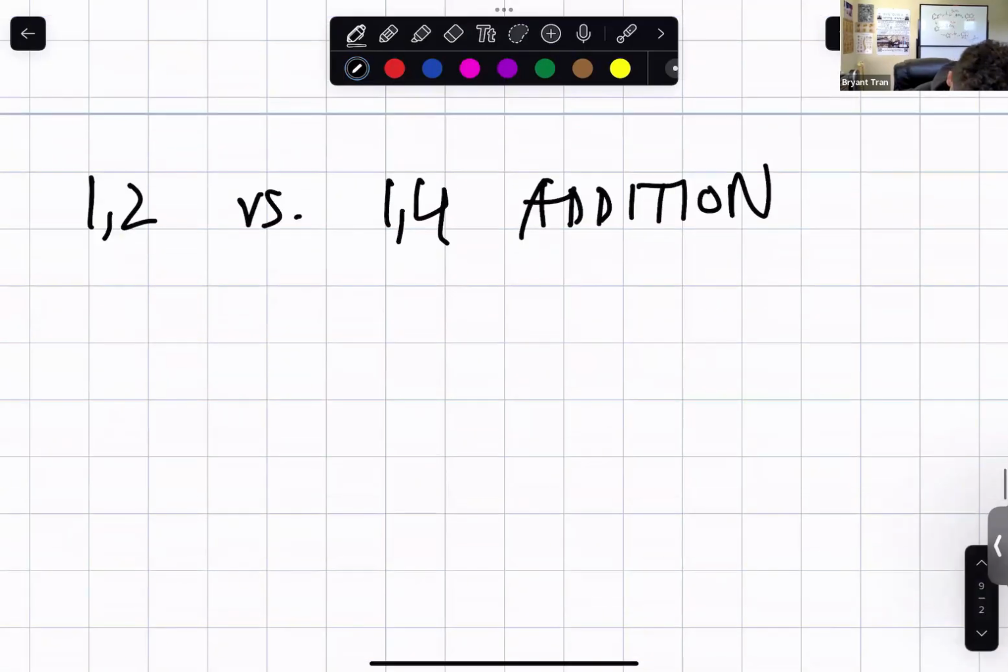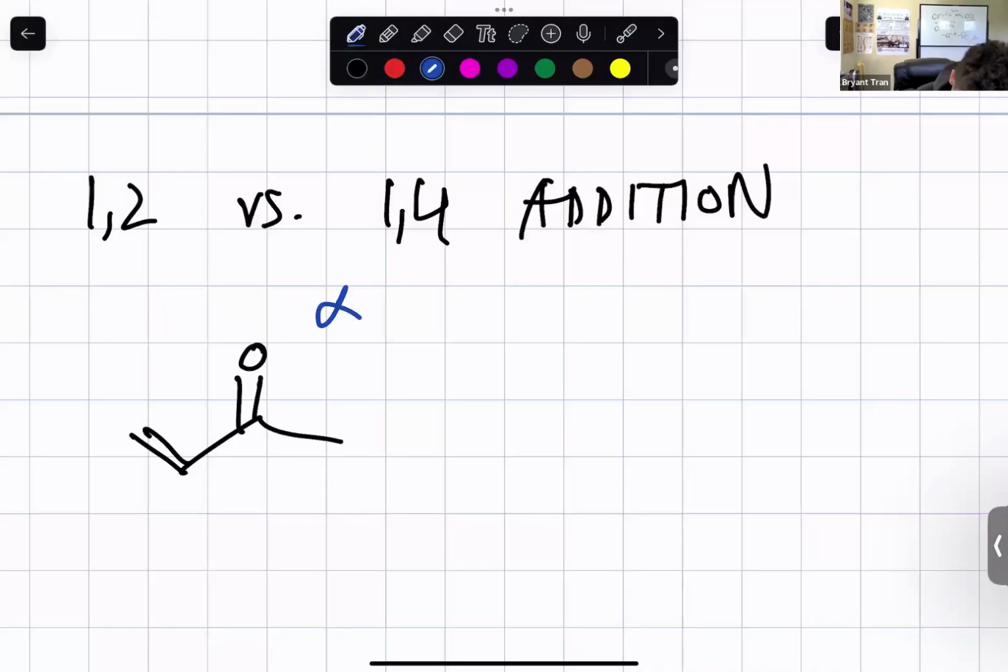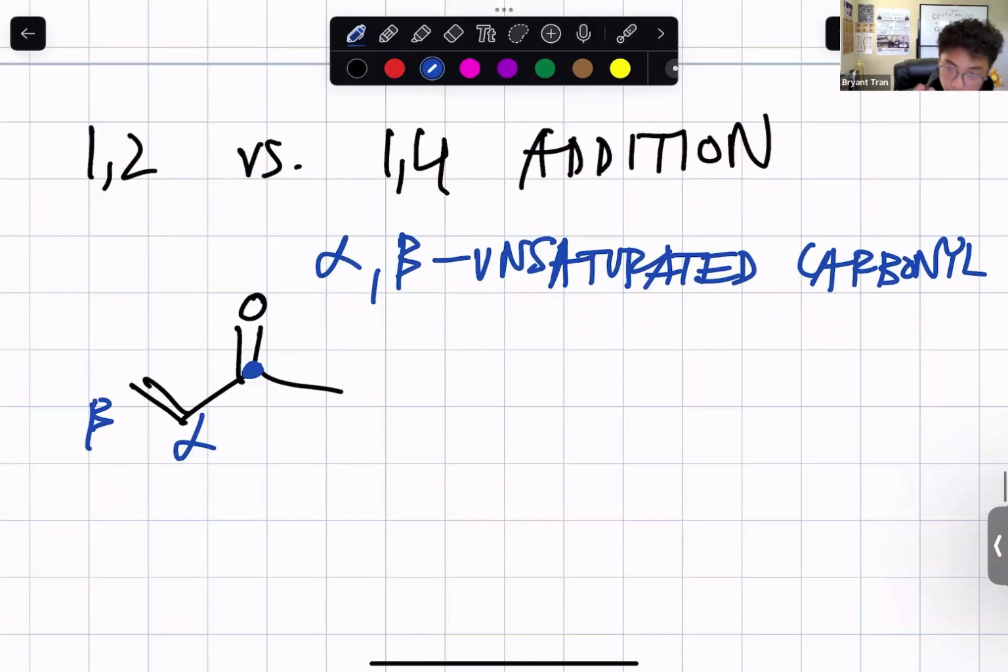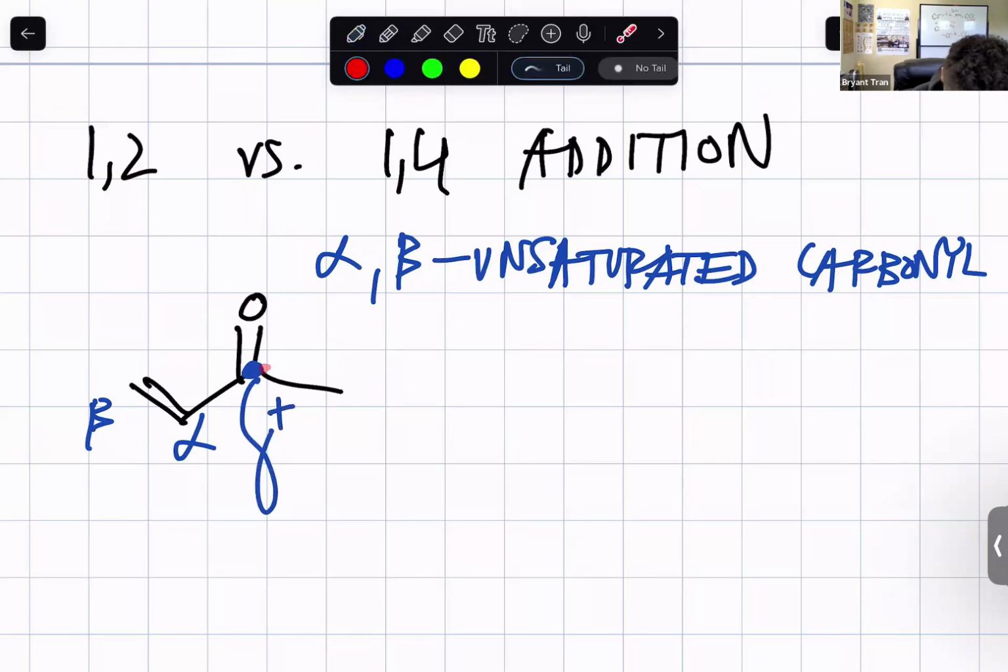So if you look at this structure right here, which is an alpha beta unsaturated carbonyl, right? This is the carbonyl carbon, this is the alpha carbon, this is the beta carbon. We have two electrophiles here, right? The first electrophile is going to be this carbonyl carbon right here. And the second electrophile, this is kind of sneaky, is this beta carbon right here.